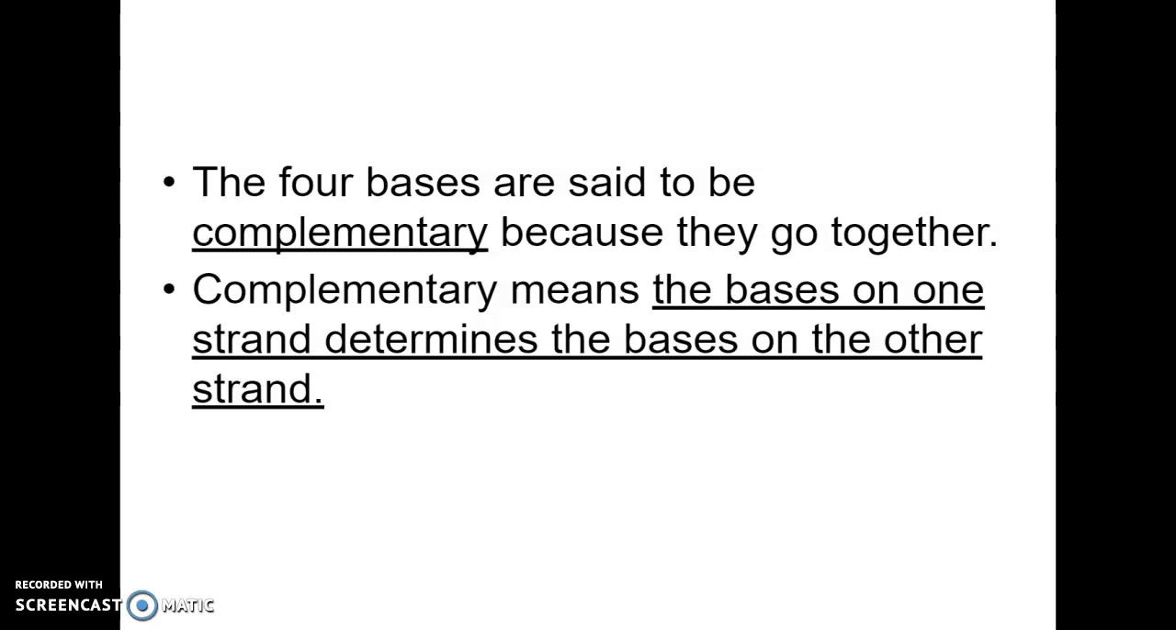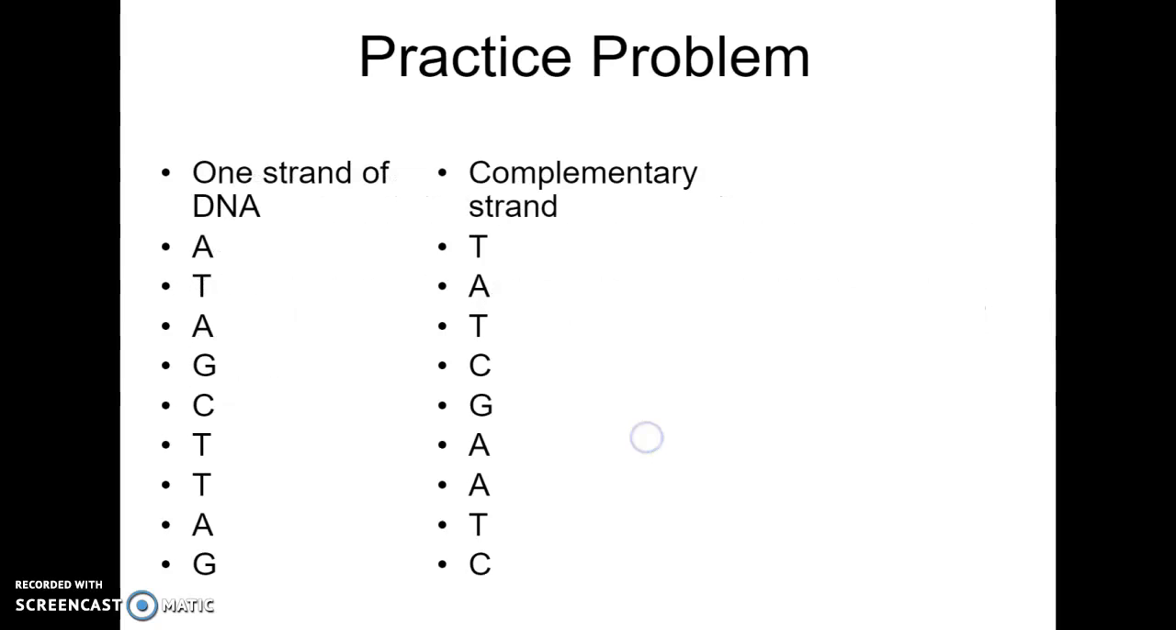The 4 bases are said to be complementary because they go together. Complementary means that the bases on one strand determine the bases on the other strand. They complete the pair. They're complementary. And remember, the pair is AT and GC.